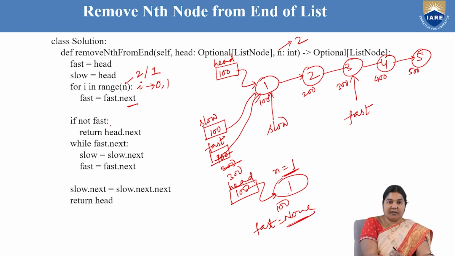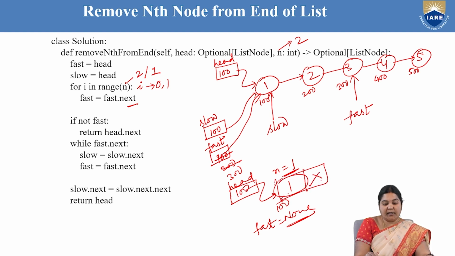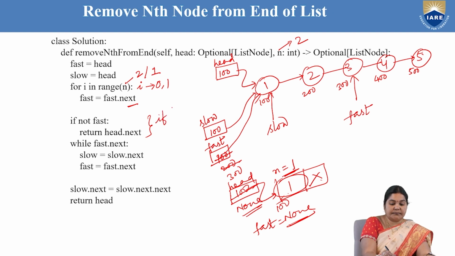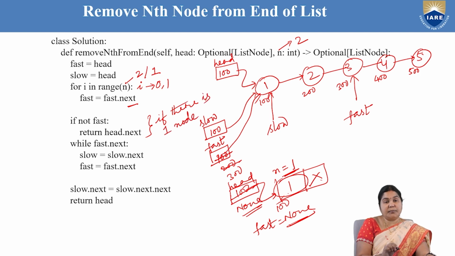So fast becomes none. If not fast, if fast is none, then return head of next. Head of next is how much? This node's next part is none, right? So head of next, head becomes null, to indicate that once the node is deleted, head should be none. Head should be empty. So this is the code written to satisfy the test case if there is one node. This way you have to write because head should be empty.